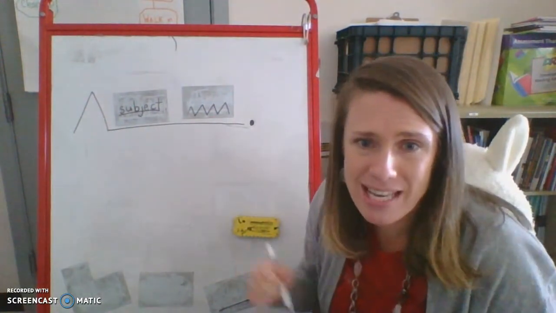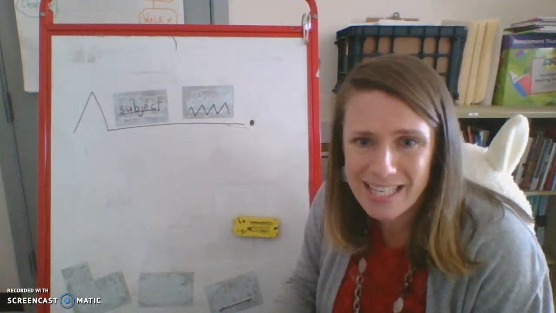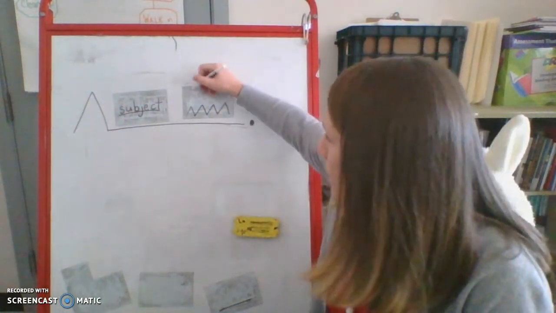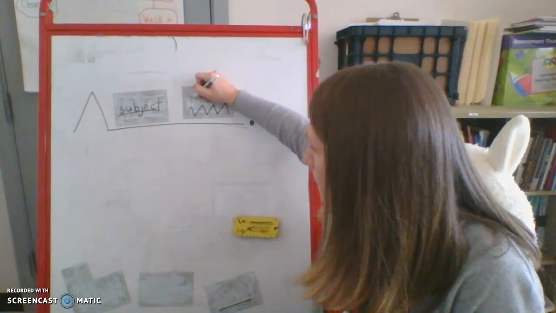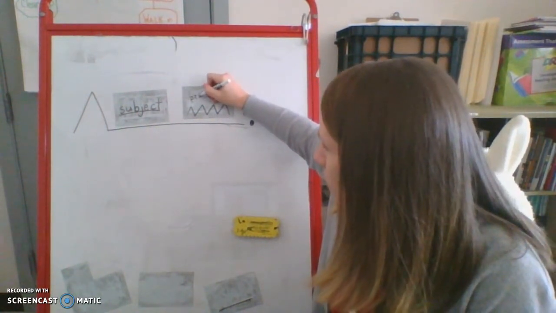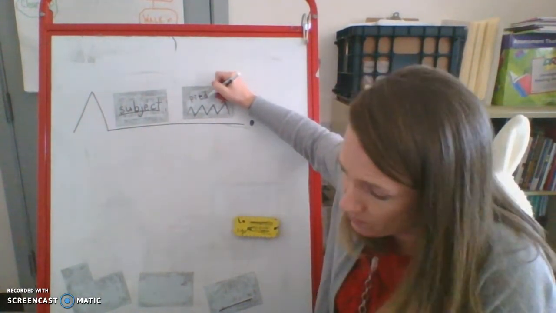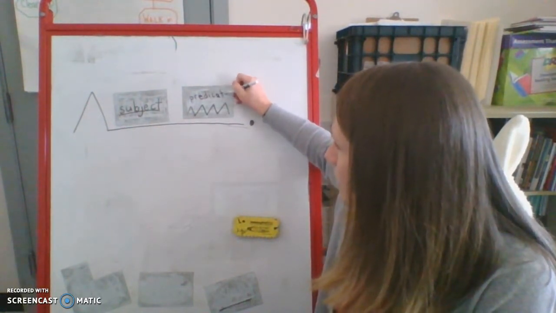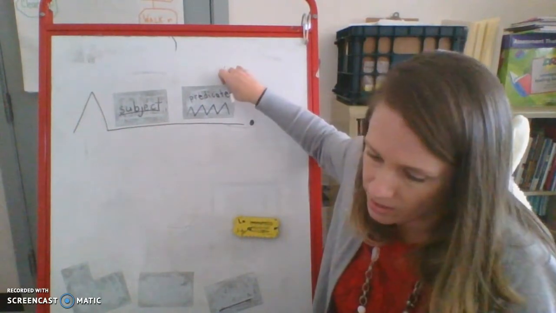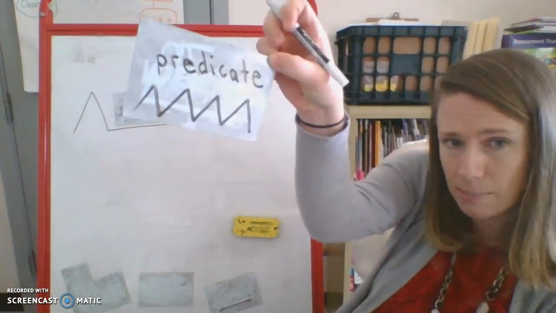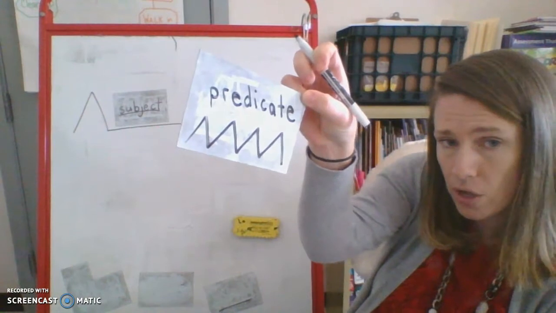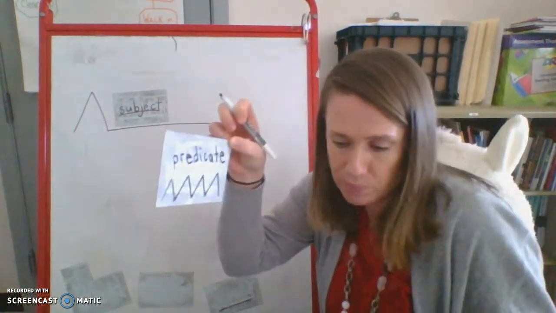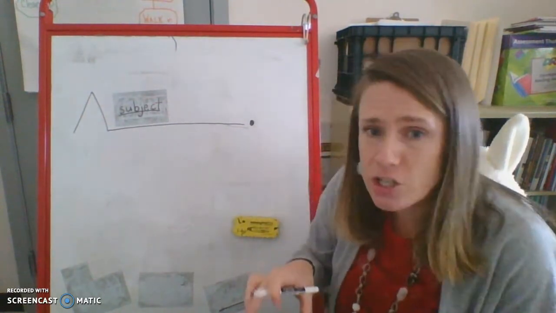And this part of the sentence is called the predicate. Say that word with me, predicate. And let's write it right on top on your post-it. Predicate. The predicate. And there's the symbol. Okay, and now you might be like, well, what is a predicate? What does it do? We're going to talk about action predicates.